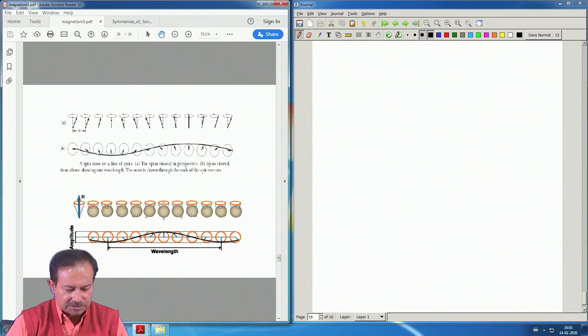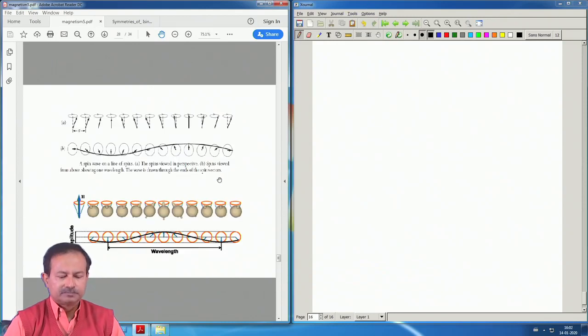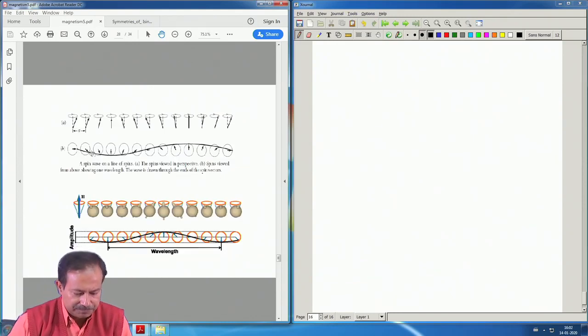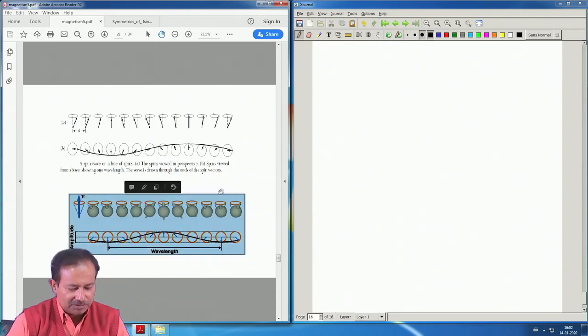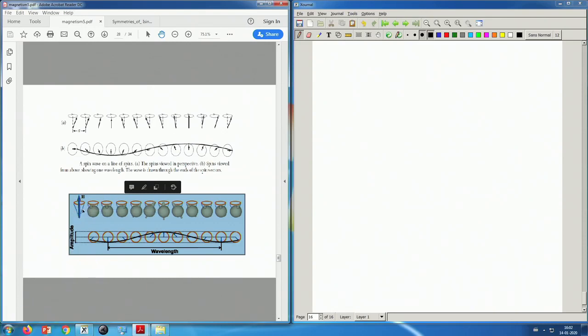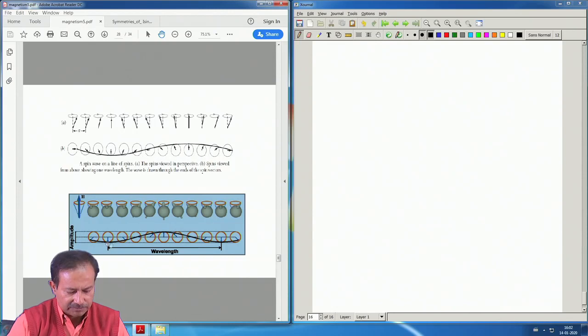So, let us just go one more step. This again shows in a colored picture how these spins are rotating around the magnetic field, for example, which is the original direction of the magnetization. And this is the wavelength, for example.